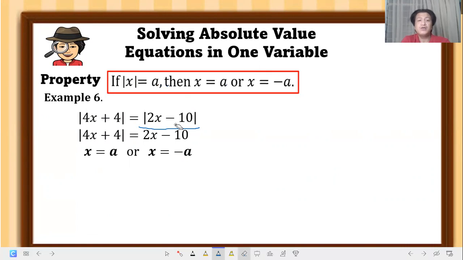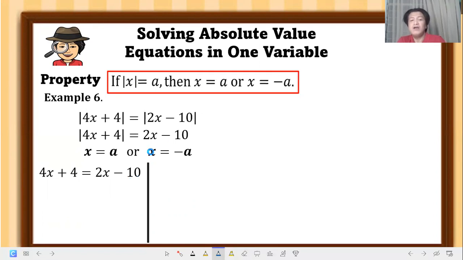So with that, you can now write the first equation natin. We have this 4x plus 4 is equal to 2x minus 10. Okay, yung pangalawa naman natin, we have this 4x plus 4 is equal to negative times the quantity 2x minus 10. Okay, remember, kaya nga may negative dyan. Ibig sabihin yan, i-reverse mo yung sign.